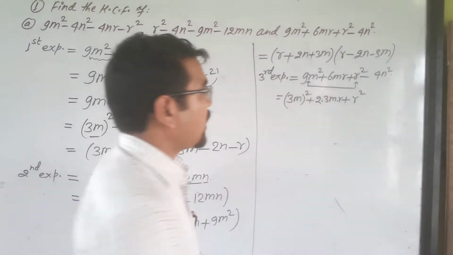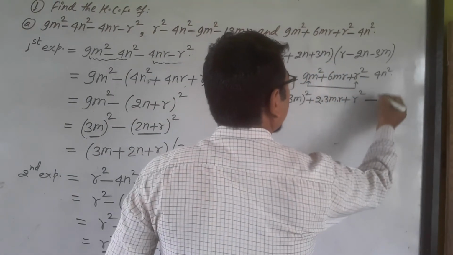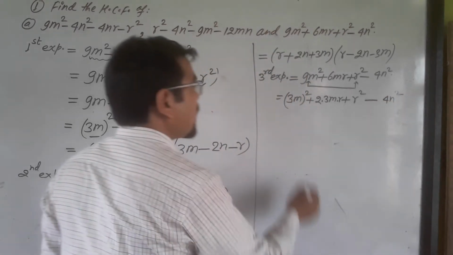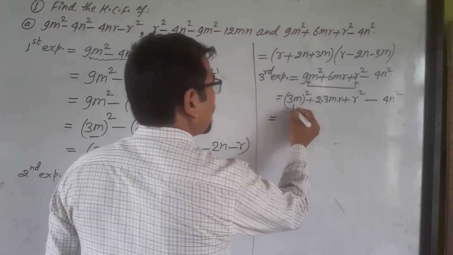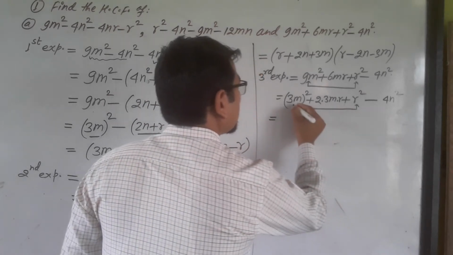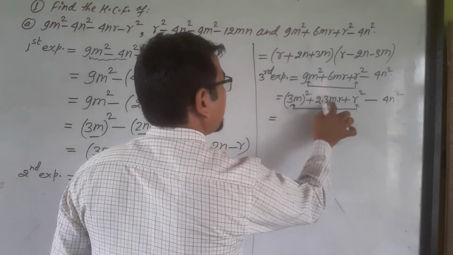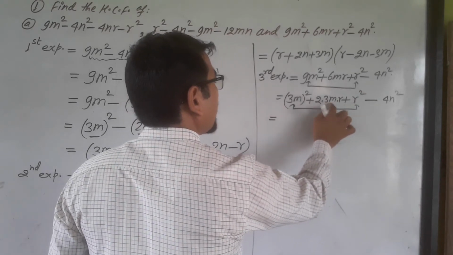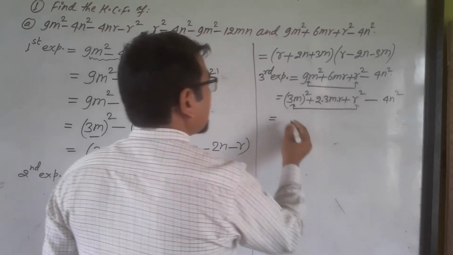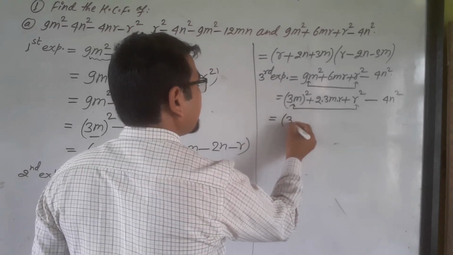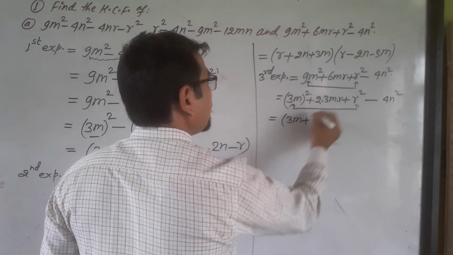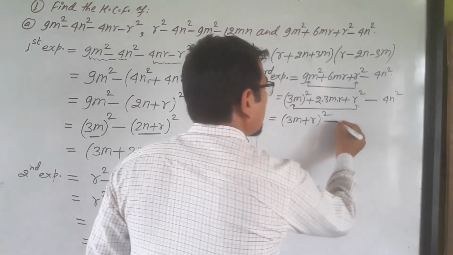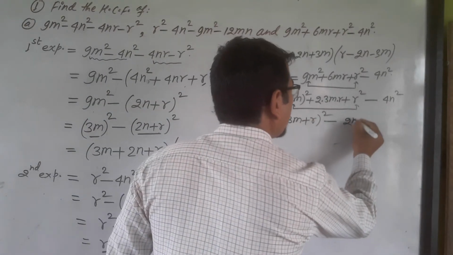As it is there. And similarly, this last one, minus 4n square, we can write. Now let's keep the same 4n square. This is equal to, in the formula, look here: a square plus 2ab plus b square becomes a square plus 2ab plus b square. That is a plus b. So we can write a means here 3m, plus b means here r, 3m plus r. Whole square it becomes here. Minus this 4n square, we can write 2n whole square.